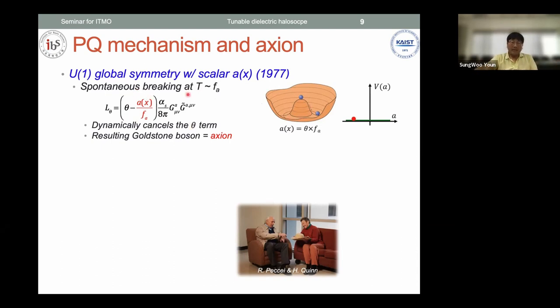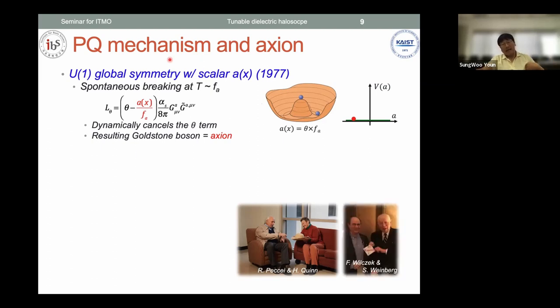That's why this is a very nice mechanism, the PQ, Peccei-Quinn mechanism, as we call it. Right after this paper came out, Wilczek and Weinberg realized that there must be a resulting Goldstone boson as a consequence of the spontaneous symmetry breaking, and they named this the axion. At this time, there is no potential, so the axion field doesn't feel any potential. That's why it's supposed to be massless.